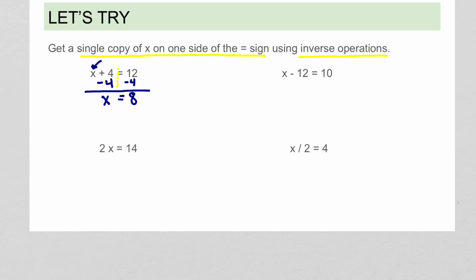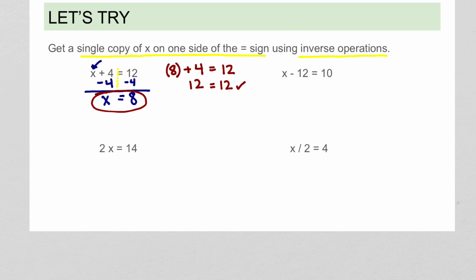Okay, so how do we know if we're right? Well, we can always plug that value in to see if it makes the statement true. So instead of x, I'm going to write 8 plus 4 equals 12. Now let's look at just the left side. 8 plus 4, well, that is 12. And then on the right side, I didn't change anything yet, so it's just 12. So what I'm left with is a statement, 12 equals 12. Is that a true statement? It is. That's how I know that this is an accurate answer.